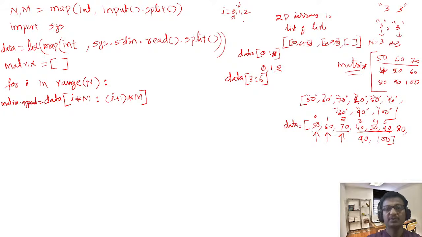Then the i value becomes 2 here. Now you can see the next student's marks: data of 2 into 3. You are getting the values like this slice. 2 threes are 6, colon, 2 plus 1 is 3, 3 threes are 9. So 6 to 9 means 6, 7, 8. This is 6, this is 7, this is 8. These three marks you get as a sublist, which is then appended to the matrix. So now your matrix contains 80, 90, 100 marks. So that's it. Then the loop terminates.